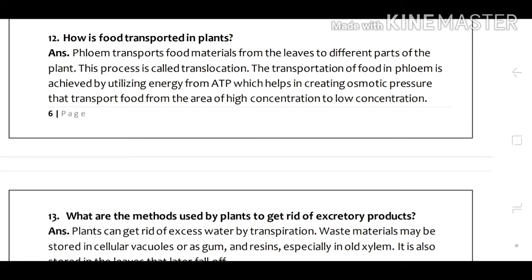Question number 12. How is food transported in plants? Answer. Phloem transports food materials from the leaves to different parts of the plant. This process is called translocation. The transportation of food in phloem is achieved by utilizing energy from ATP, which helps in creating osmotic pressure that transports food from the area of high concentration to low concentration.